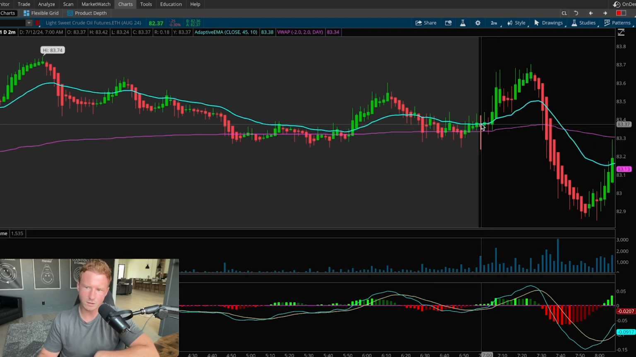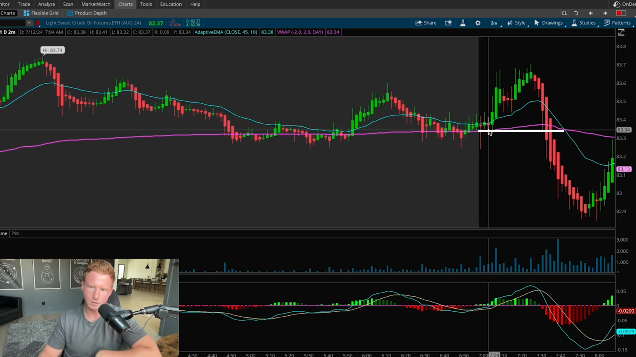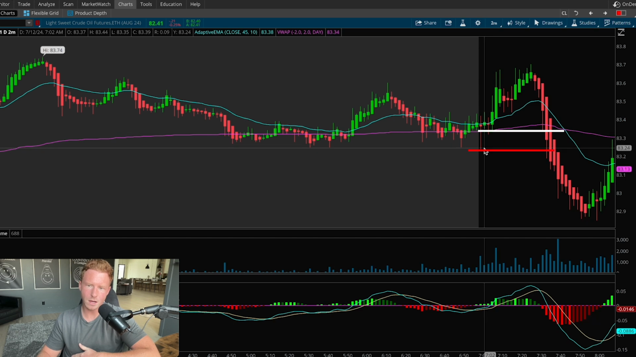So at the time we closed around right here, I basically just put a limit order just below where it closed, knowing we could pull back a little bit. So I ended up getting in right where the VWAP was, 83.34 or so. Then from there, I put my stop below the volume. Okay, so for me, the volume is the defense for my position.